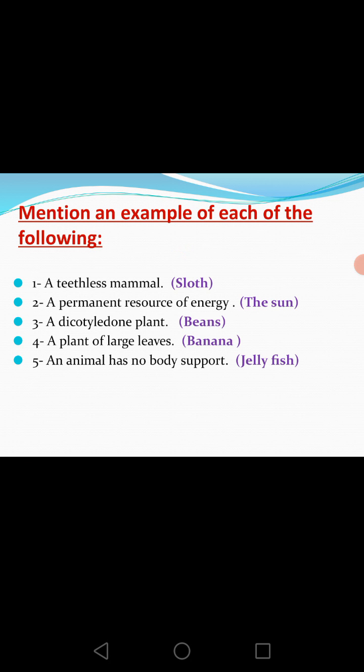A plant of large leaves, banana plant. An animal that has no body support, it's soft bodied, which is jellyfish. We have jellyfish, octopus, and worms.